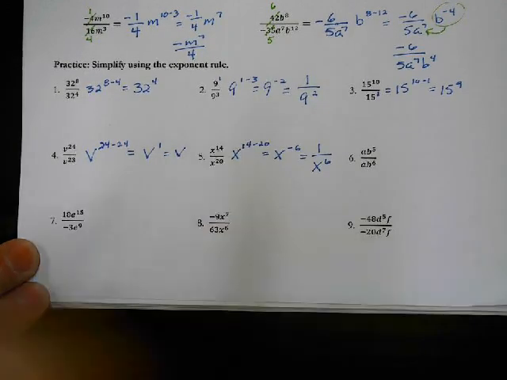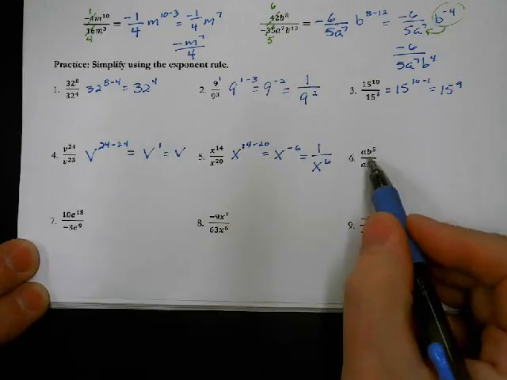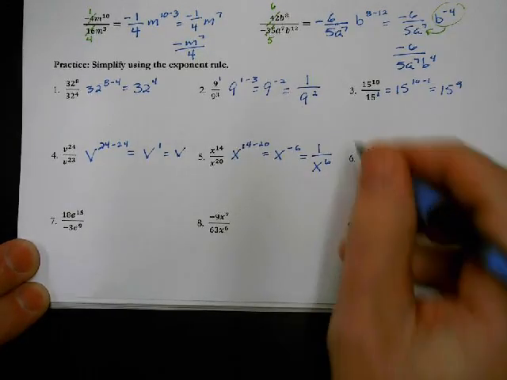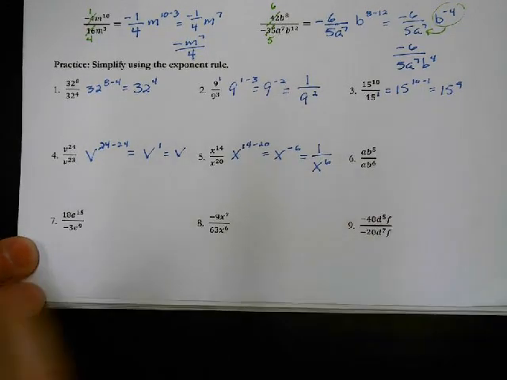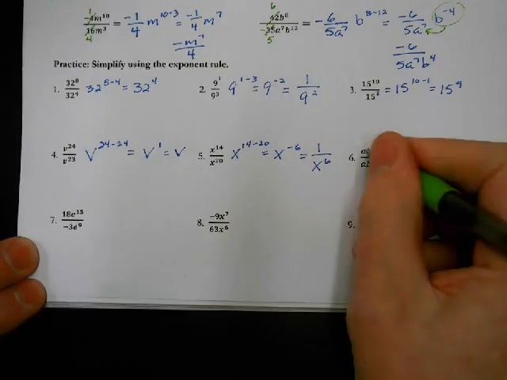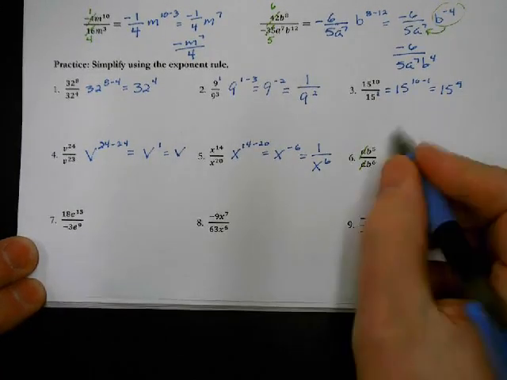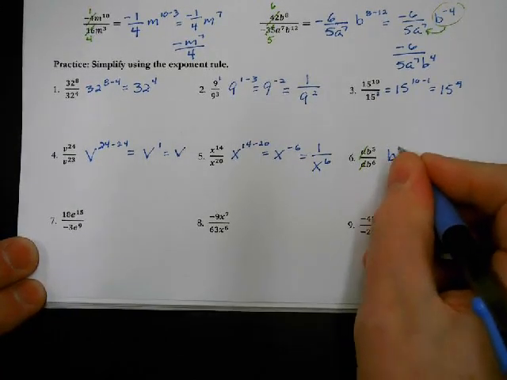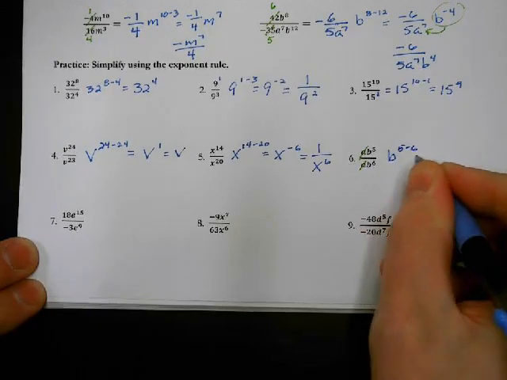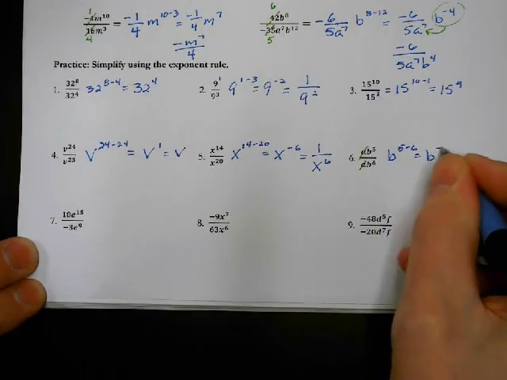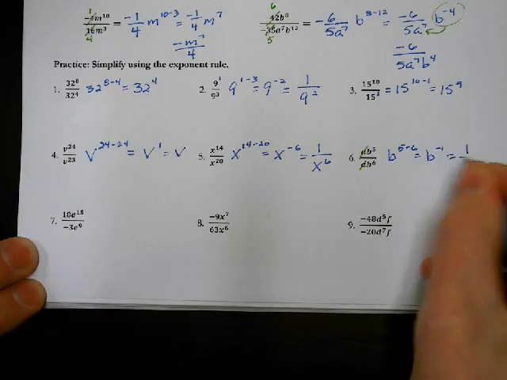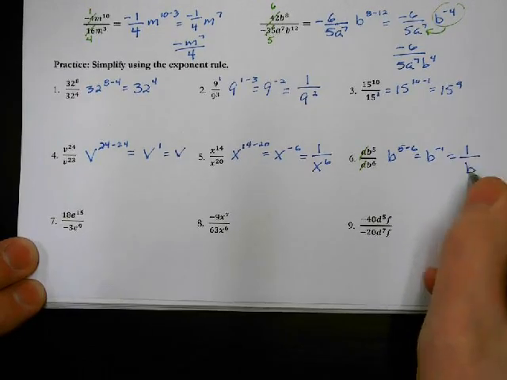Next one. Over here, I've got a in the numerator and a on the denominator. Those reduce each other to make 1. They go away. And then we've got b to the 5 minus 6, which means I get b to the -1. Final answer, 1 over b. Negative exponents indicate that we should be in the denominator.